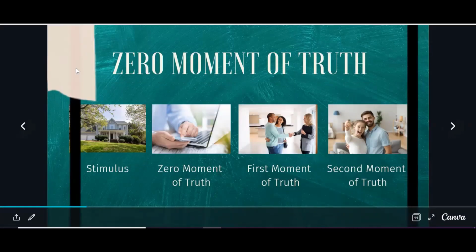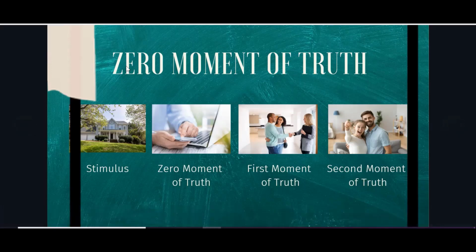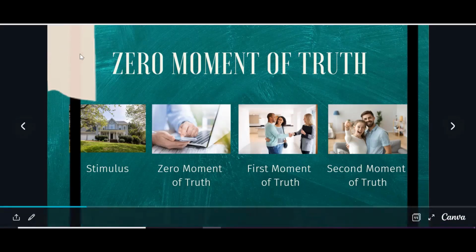And before people were able to search, there was something called the zero moment of truth. Google had done a research project letting us know how consumers were deciding to make a purchase. Before, there would be a stimulus, right? That means they would see a house, they would then meet a realtor, and they would buy a home. This has changed, and it's changed in the following way.